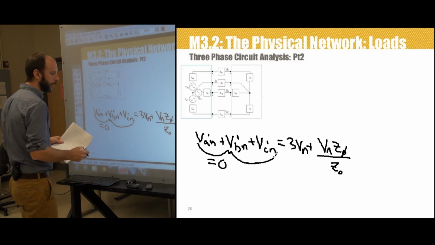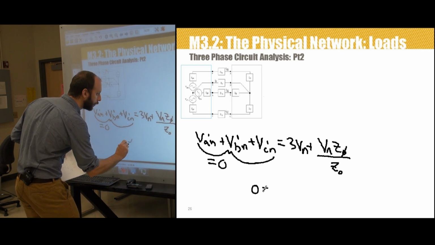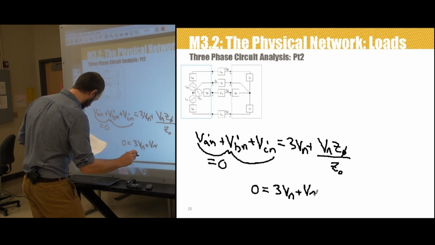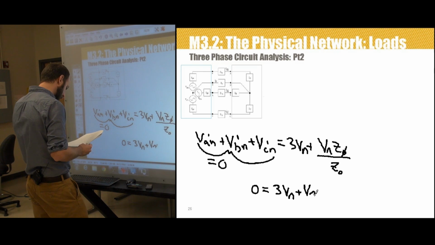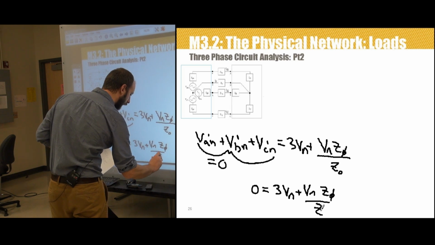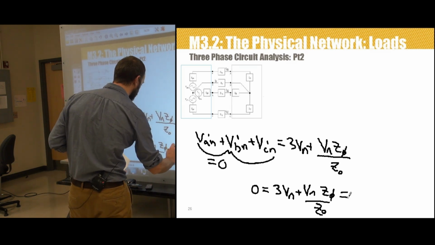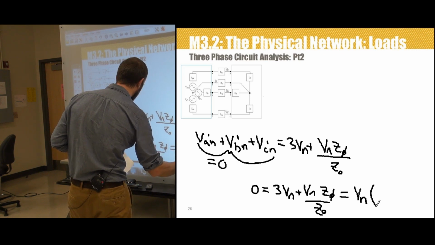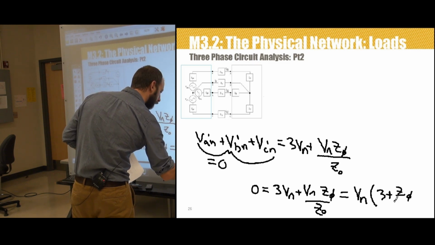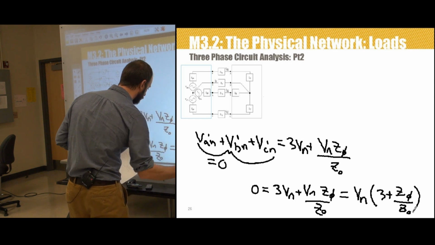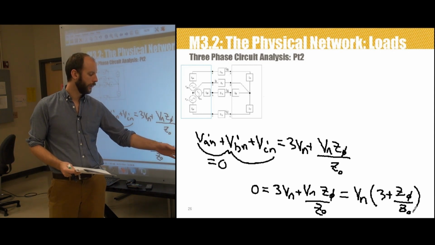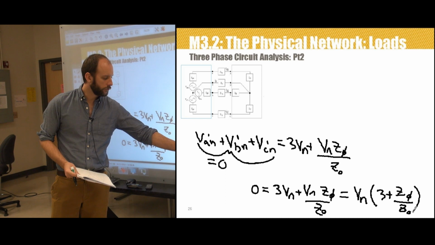So what we end up resulting in is 0 is equal to 3Vn plus Vn times Z phase over Z0. I can factor the Vn out of that equation, and I get Vn times 3 plus Z phase over Z0. So I end up with the defining equation: 0 is equal to Vn times 3 plus Z phase over Z0.